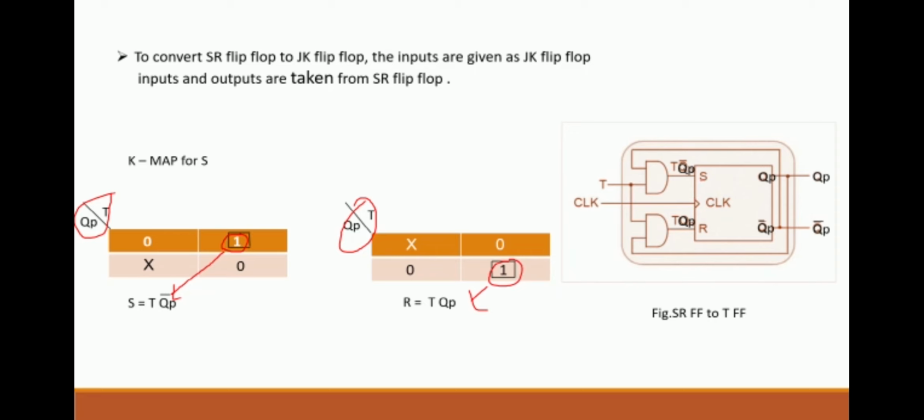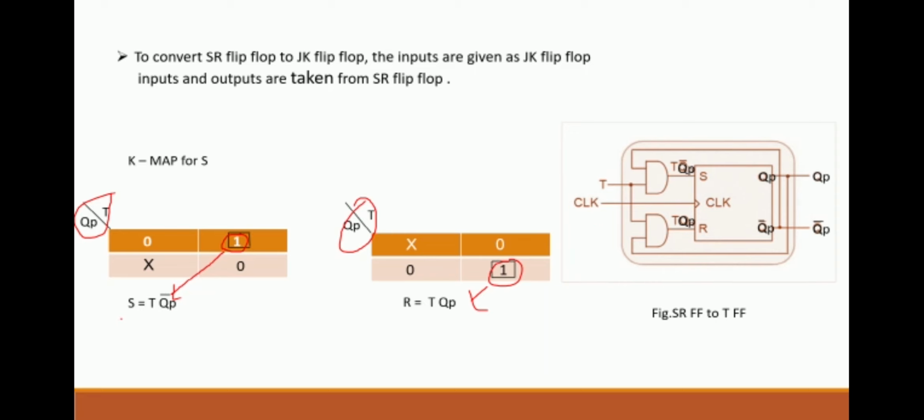The last step is to construct the circuit diagram for SR flip-flop to T flip-flop. For that, first we need to construct the circuit diagram of SR flip-flop, that is the available flip-flop, and modify it using these two Boolean expressions, so it is made in terms of T flip-flop.